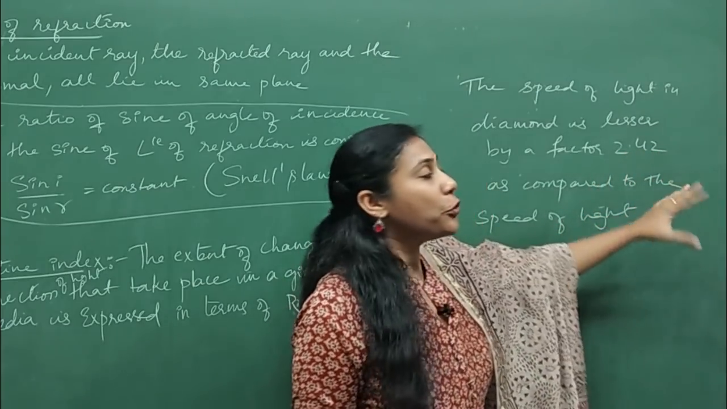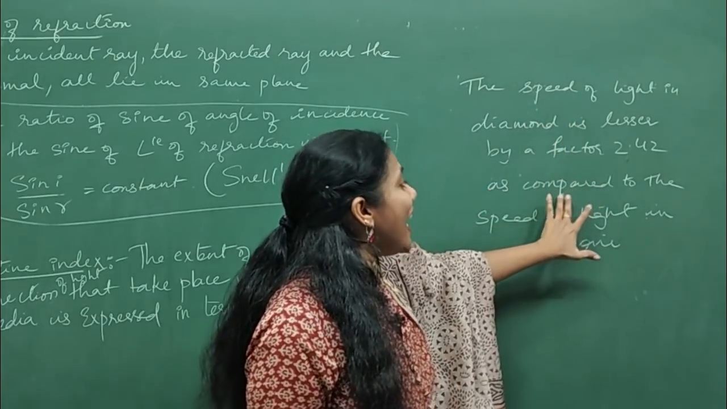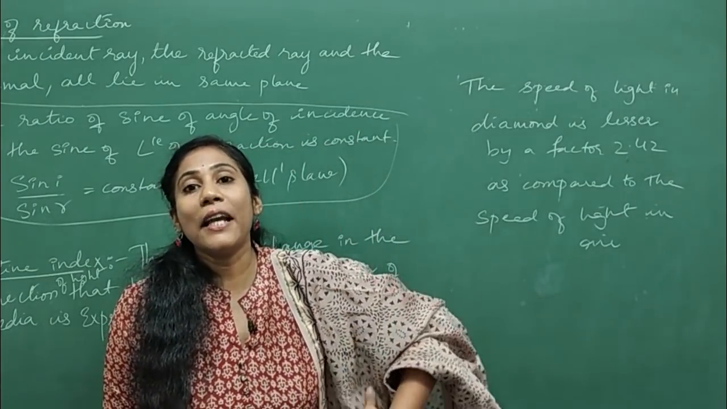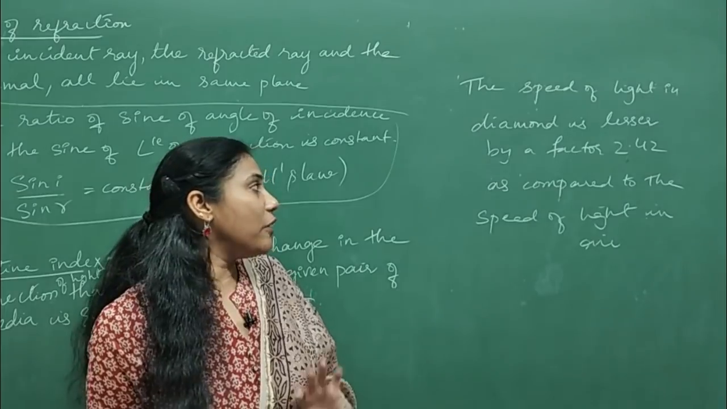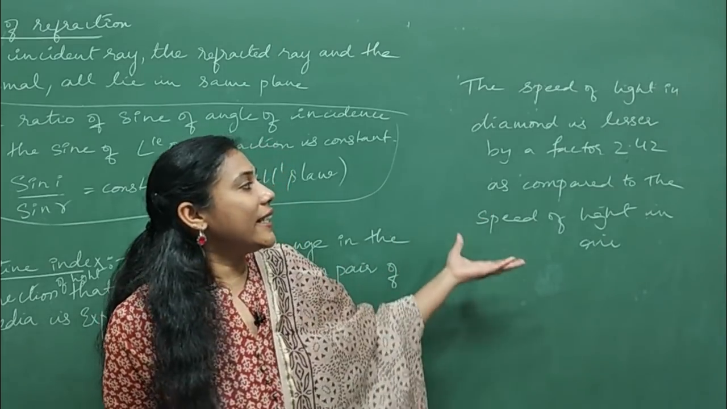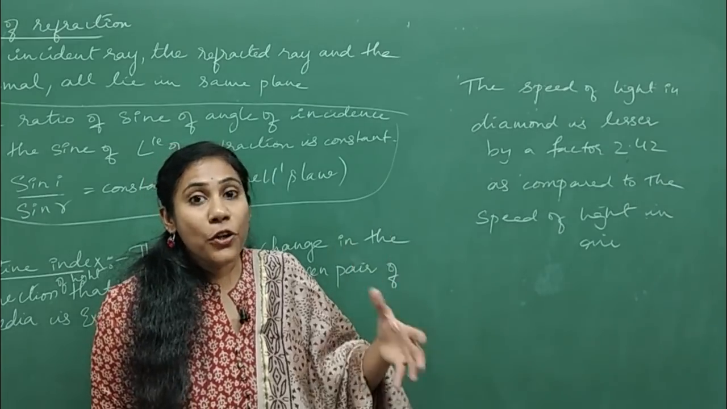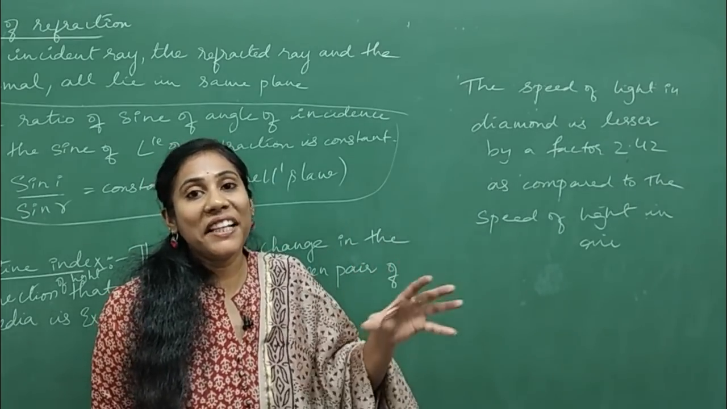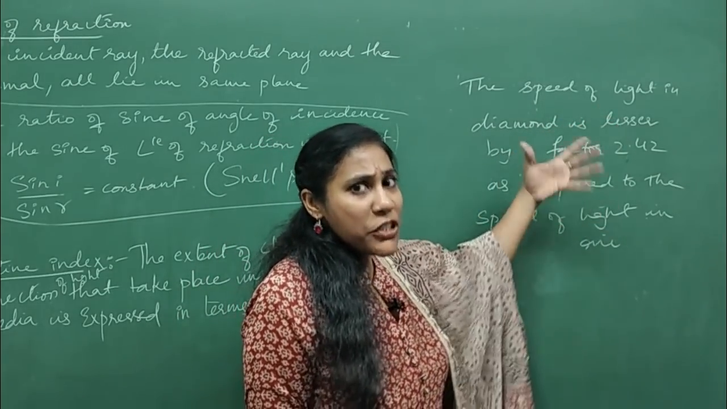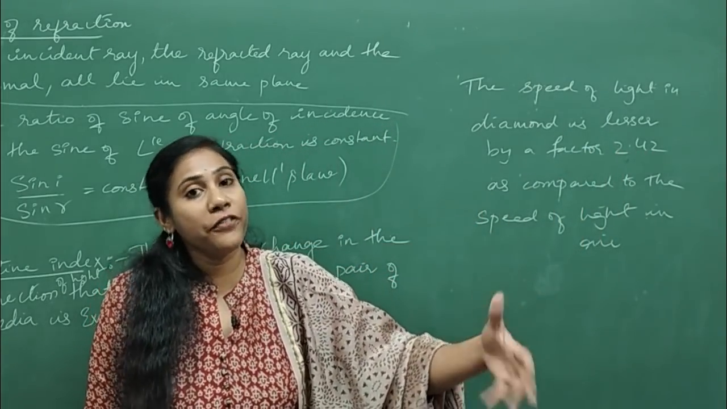By 2.42. By this much factor, the speed of light in diamond is lesser as compared to the speed of light in air. See, this is the most important type of a question that you can expect this year for 1 mark. Try to remember this concept. I told you by taking diamond as an example, but they can ask you with other examples also. So the meaning is always this: speed of light in a particular medium is always lesser compared to the speed of light in air, but how much lesser? By this much factor. That is in diamond. It will be different for different media.